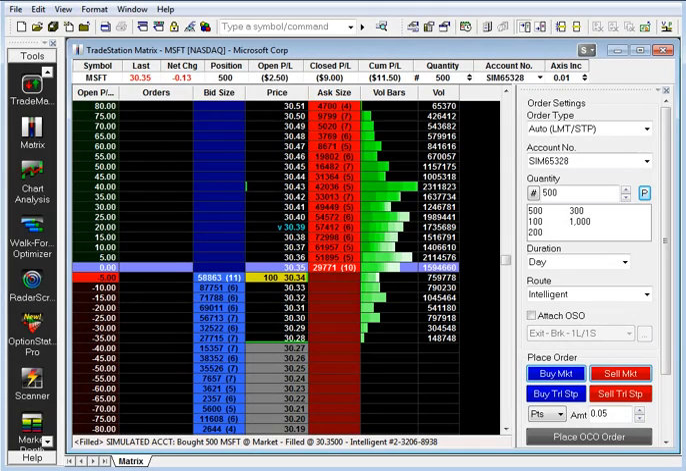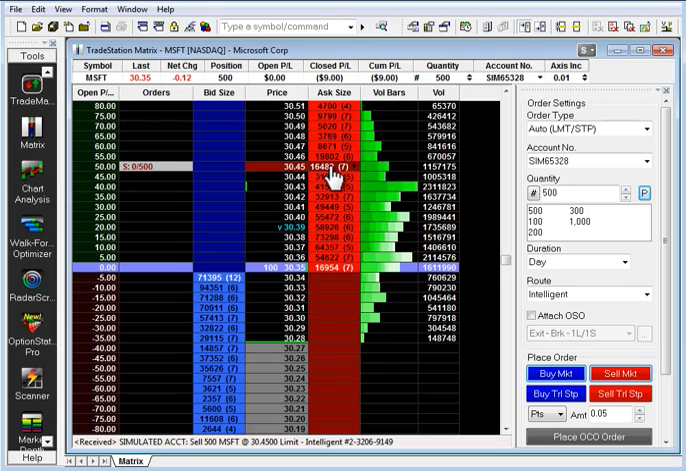Limit orders are also used as profit targets. In this matrix, I'm long 500 shares of Microsoft. The average entry price of my position is highlighted by the blue horizontal bar. Let's place a limit order 10 cents above this entry price to capture some profit. Since I'm placing a sell order, I hover over the red cell that corresponds to my exit price. Sell 500 limit is displayed under the orders column. Clicking the cell automatically places this order.